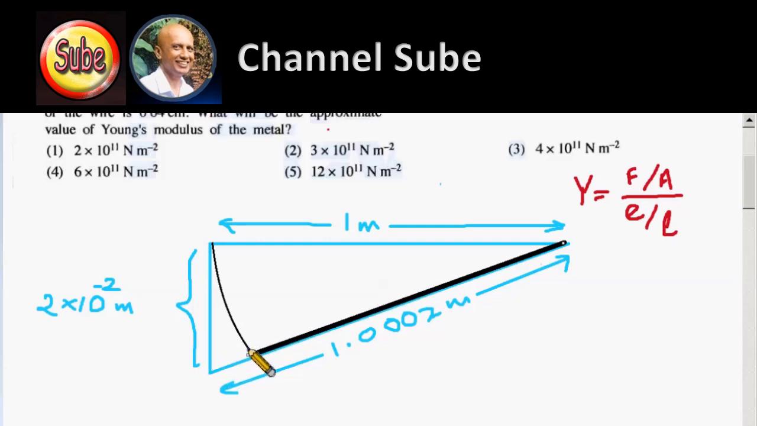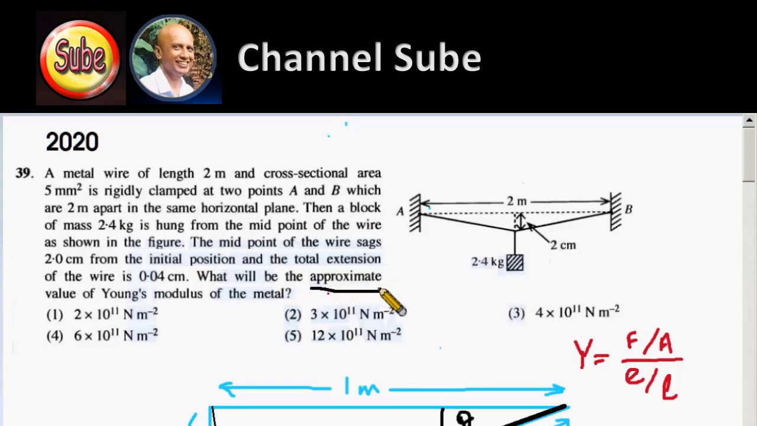Understood? So this angle we can take as theta. This part is equal to this one. There's not much difference. You see, there's not much difference. We can take this value for this length, because they want an approximate value.